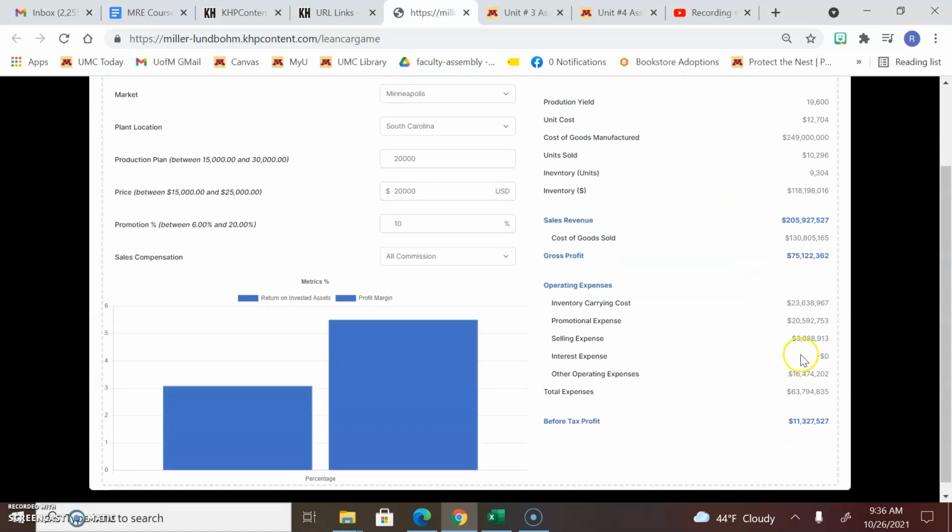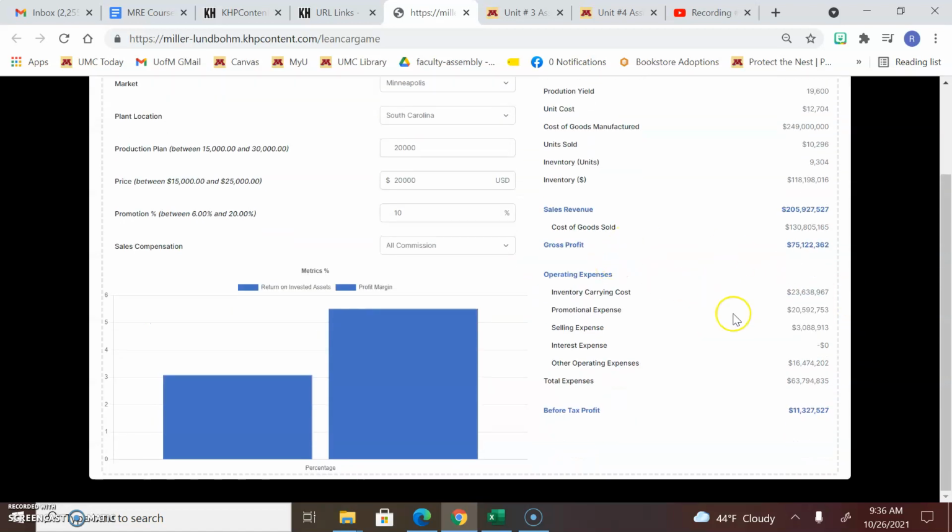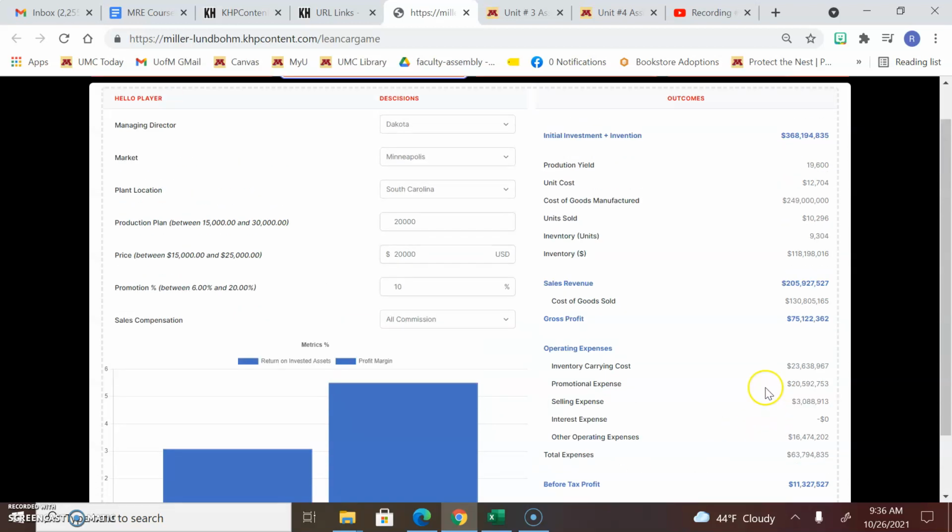All right, so how did I do? I did okay. You can see that I had an initial investment of $368,000. My sales revenue was almost $206,000. I didn't have a huge gross profit, about $75,000. Then I look at my operating expenses, and my before tax profit was $11,327. So I did make money, but I think we could do better.